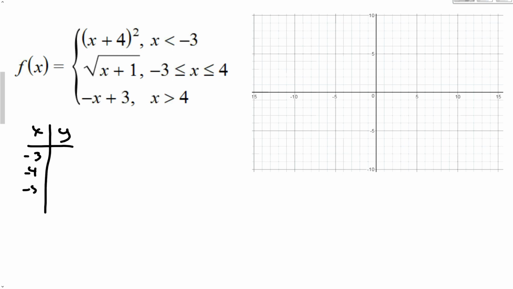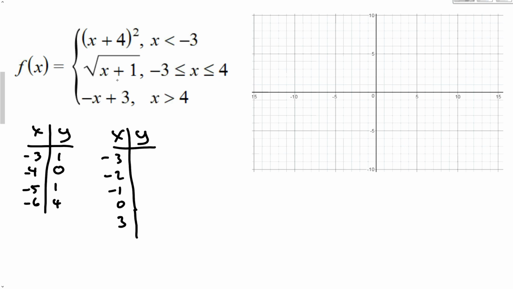So negative 3, negative 4, negative 5, negative 6, and if I plug that in, I would get negative 3 plus 4, that's going to be 1, 0, 1, and then 4. Yep, okay, so for the next one now, the next one gets a little tricky because I want to plug in negative 3, negative 2, negative 1, 0, and so on, and then let's plug in 3, and we'll see why in a second here because it's a radical.